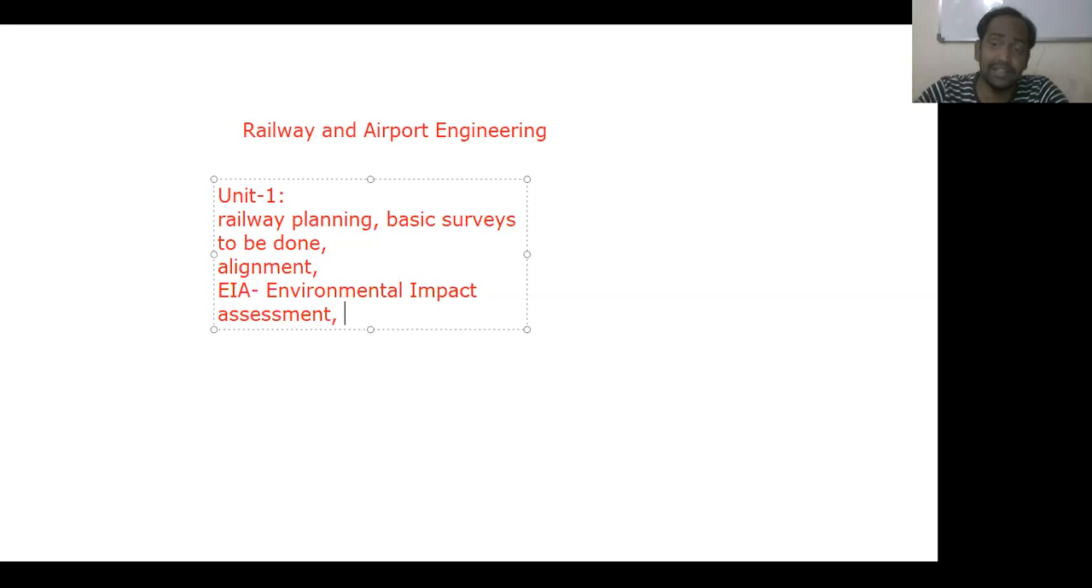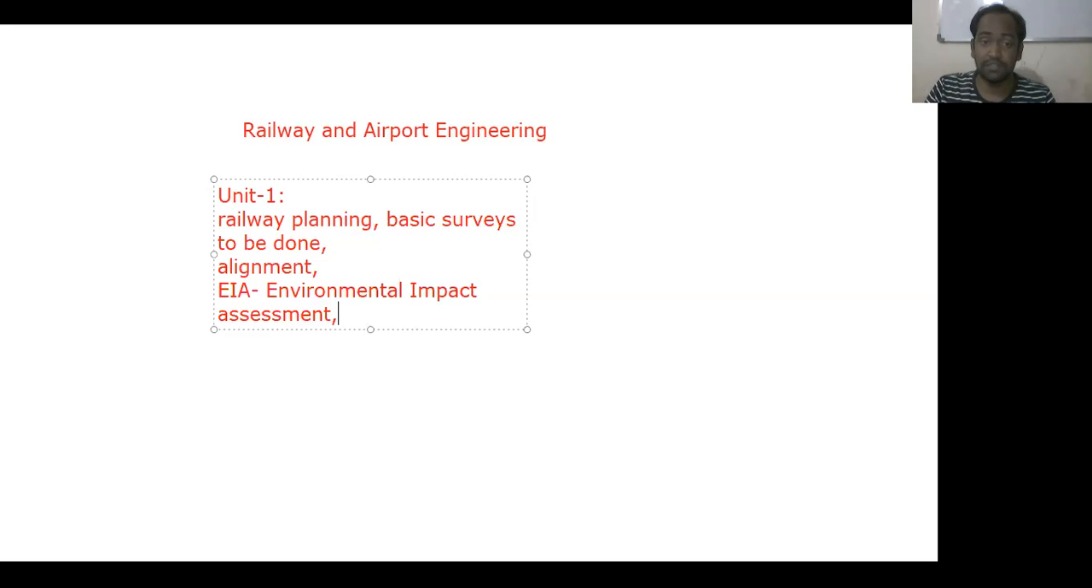Understand? And if any problems will happen to the environment in the sense of pollution, the pollution may be land pollution, water pollution, noise, or air pollution, whatever it may be, and what effects will be caused to the environment during the construction and after the construction, and how to overcome the problems. For all those things, we need to prepare a report. That report is called the environmental impact assessment.